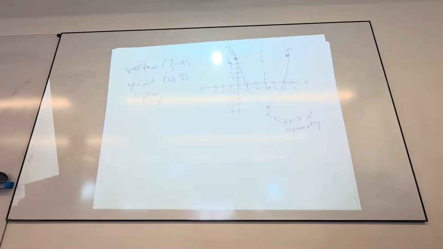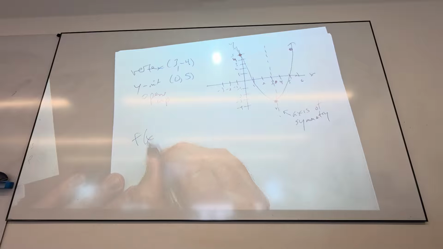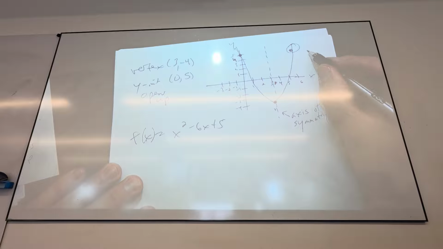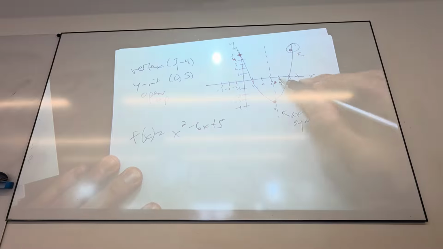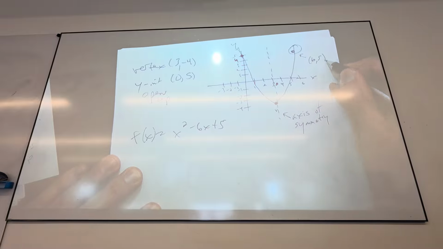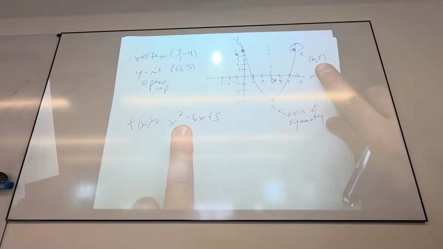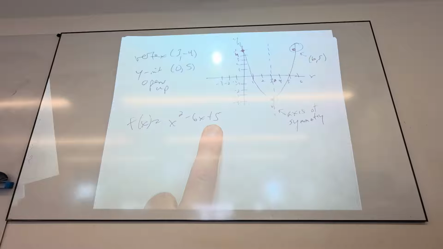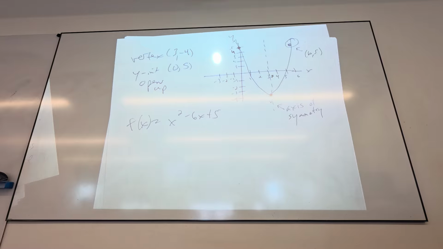Let me write the function down again. Write the original form of it down here. How do I check myself? What point is that? 6, 5. So what does that mean? If I plug 6 in, 36 minus 36 plus 5, I should get 5 out. So you can always check your work. You take your reflection point and make sure it works, because if the graph goes through it, it's got to work in the equation. That's why we graph things.